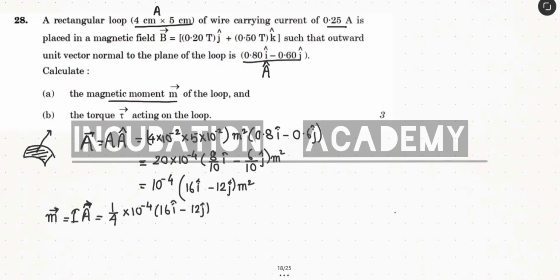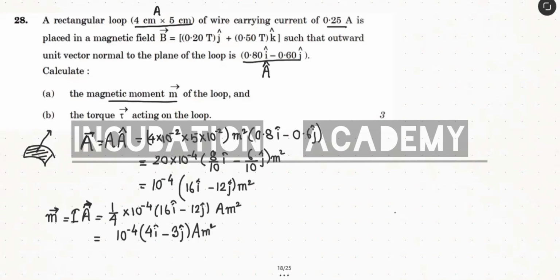The unit is ampere meter square, because current is in ampere and area is in meter square. Multiplying 1 by 4 inside, it becomes 10 to the power minus 4 times: 16 into 1 by 4 gives 4 i cap, minus 1 by 4 into 12 gives 3 j cap, ampere meter square. So that is the magnetic moment of the loop.